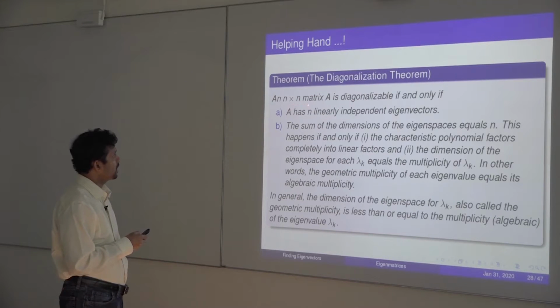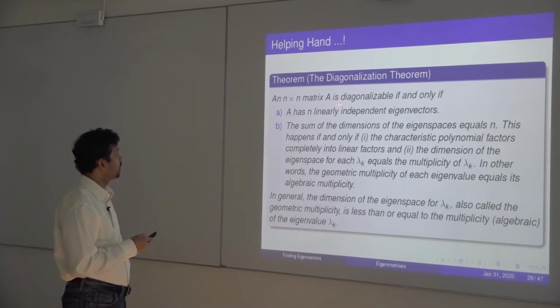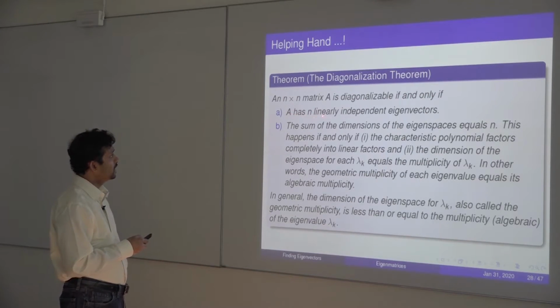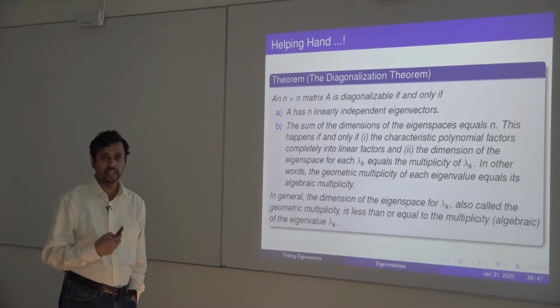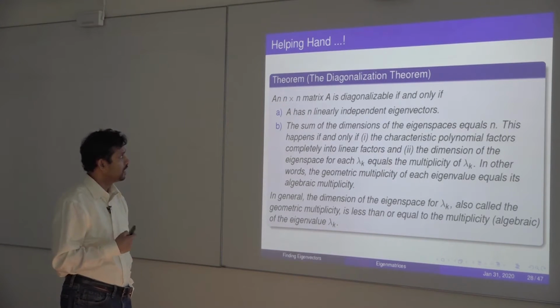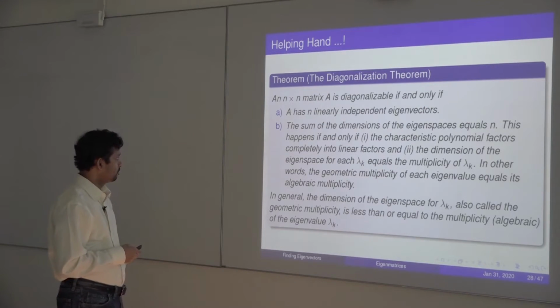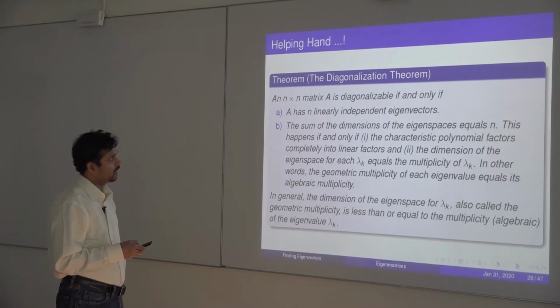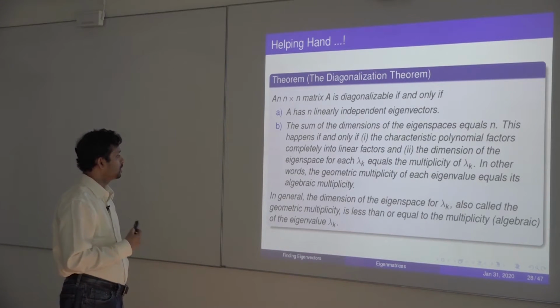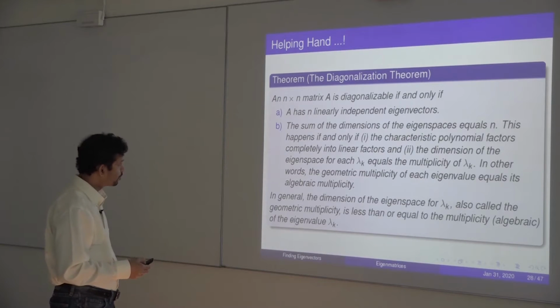What it says is, an n by n matrix A is diagonalizable if and only if A has n linearly independent eigenvectors. Remember, it has to match, n and n. So if it has n linearly independent eigenvectors, then you can diagonalize the matrix. And then the sum of the dimensions of the eigenspaces equals n. That's one of the conditions. So under those conditions, we can diagonalize a given matrix.